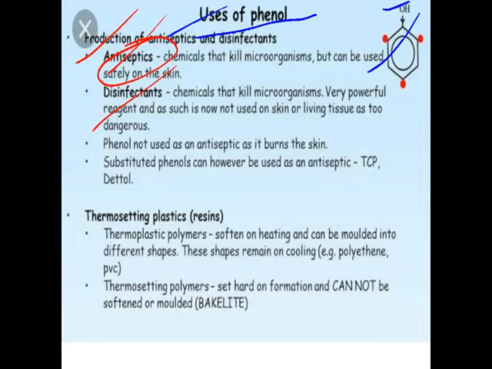Okay, so another form of phenol is used as a disinfectant. So substituted phenols can be used as antiseptic, in TCP, Dettol.